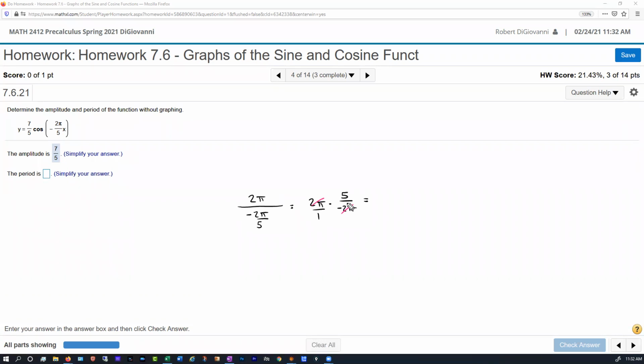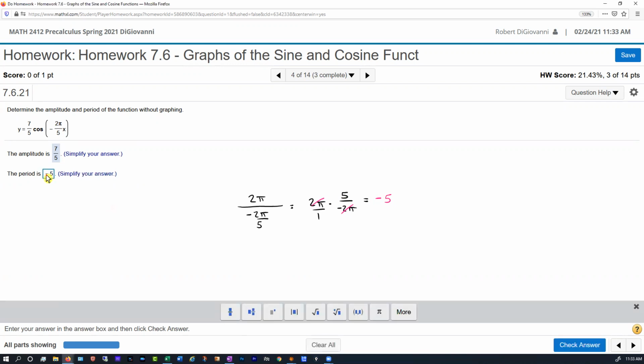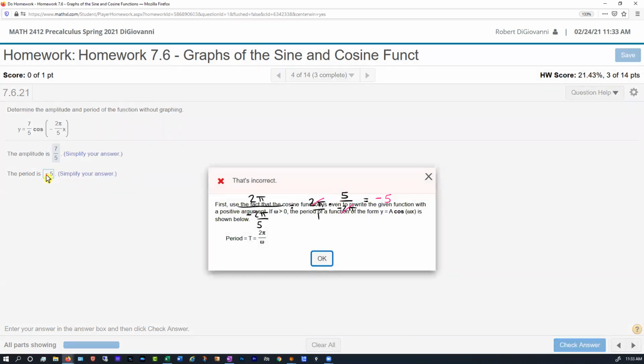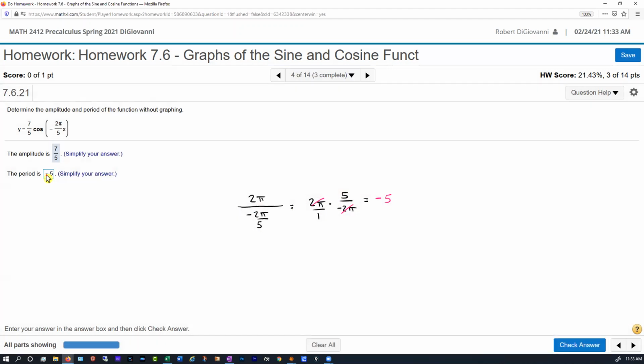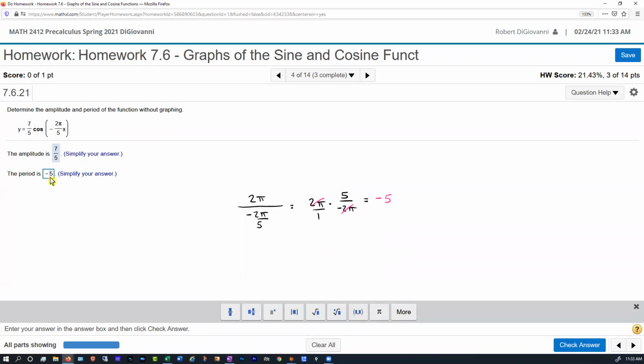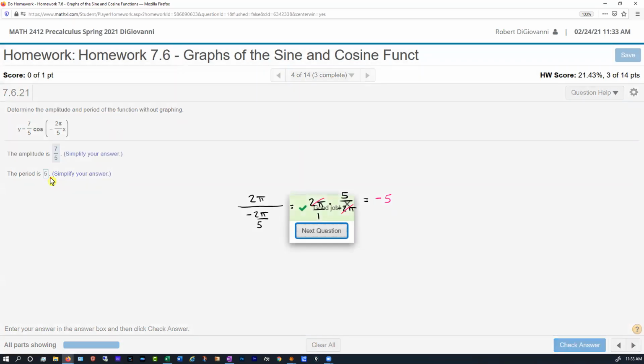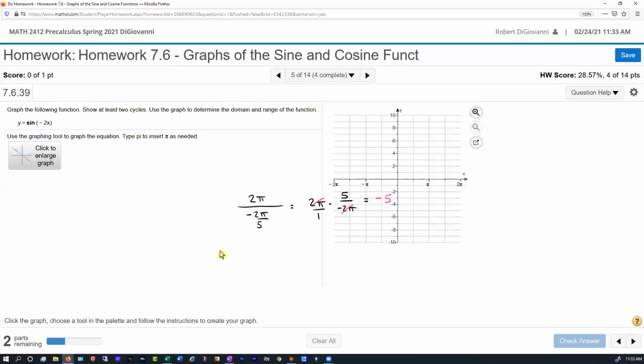Hitting the wrong button. So we'll get -5 there. Let's see how it handles this. Well, once the period, we know that it's 5 units. It's -5 because it goes to the left of the y-axis. So they just want to know how long the period is. So we just go with 5. All right, I see what they want here.